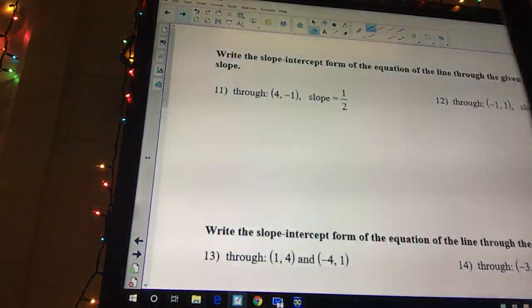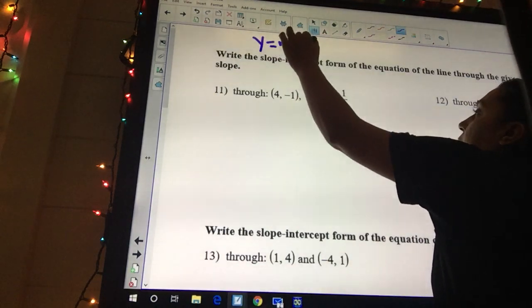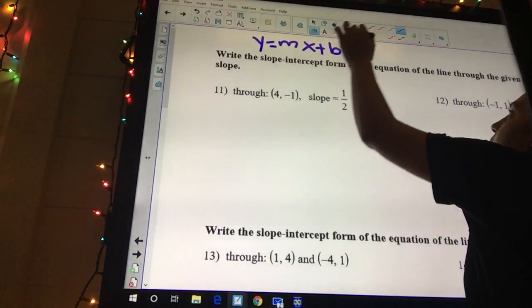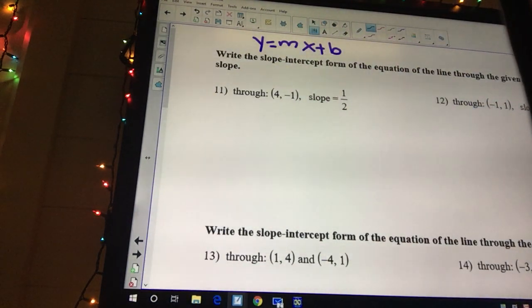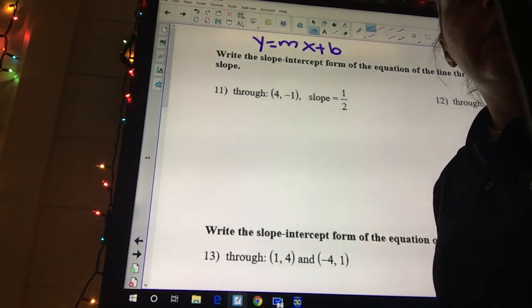The next one says write the slope-intercept form. Above it, I'm going to write, well, what do we need our answer to look like? And for these ones, I need my answer to look like this: y equals mx plus b. So now we know what we need our answer to look like.